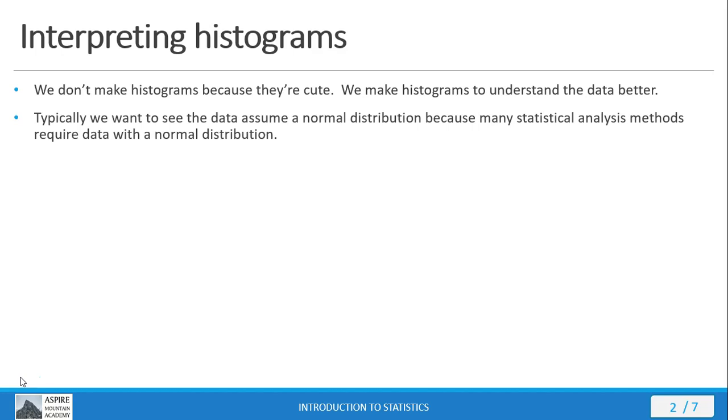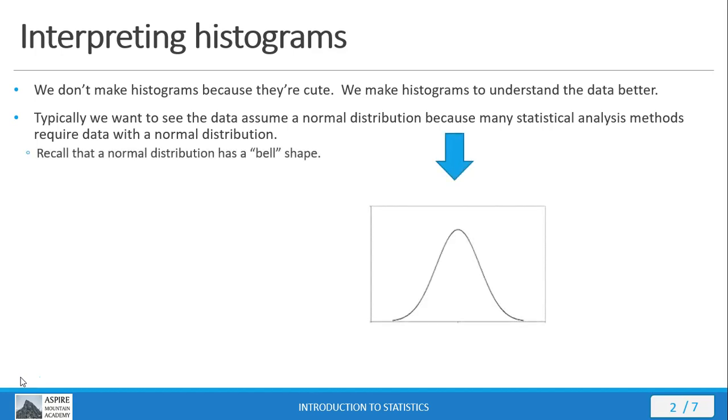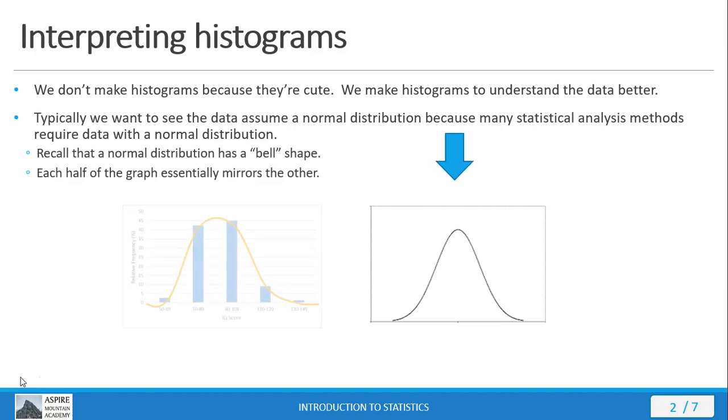Typically, we like seeing a normal distribution because, as we'll learn later in the course, we've got lots of tools in our stats toolbox for working with normal distributions. Remember that the normal distribution has that characteristic bell shape to it. Each half of the graph mirrors the other, and that's essentially what we see when we examine the shape of the distribution in this histogram here.